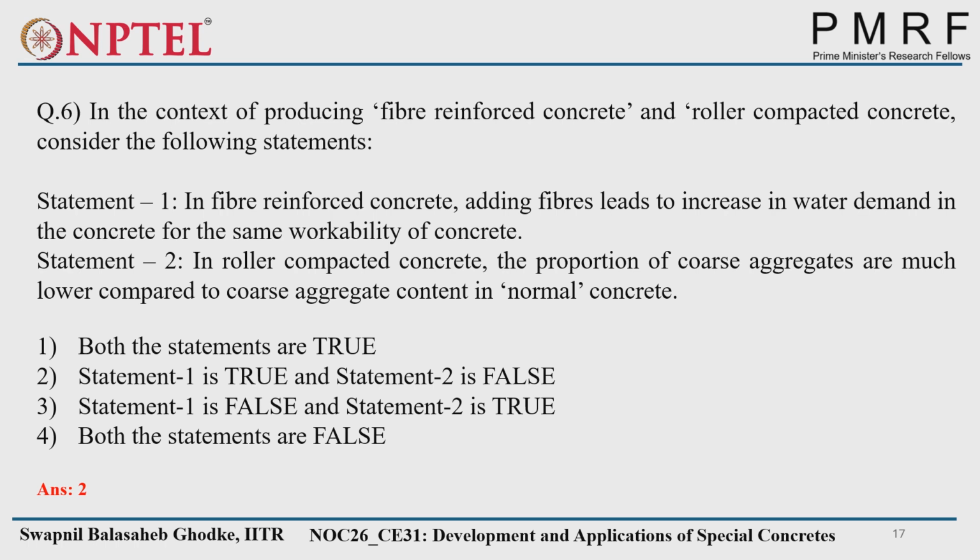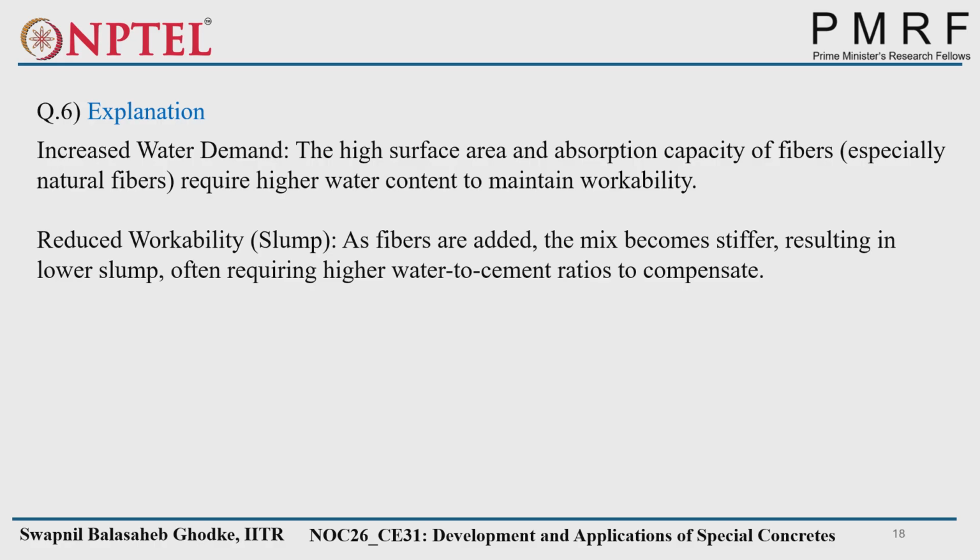And in the case of roller compacted concrete, the binder content will be less. So we require a higher coarse aggregate content to bear the weight coming from the roller and to get a more compacted platform in roller compacted concrete. As I said, for natural fibers, we require a higher amount of water absorption. And in the case of other fibers, high surface area absorption capacity, in the case of natural fibers only, requires higher water content to maintain the workability.